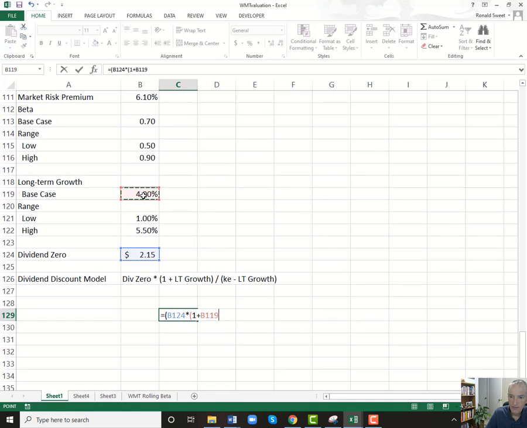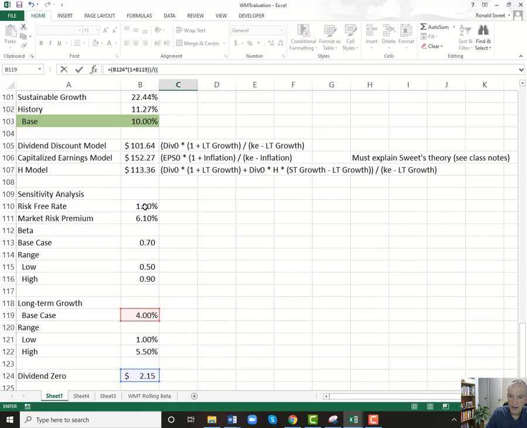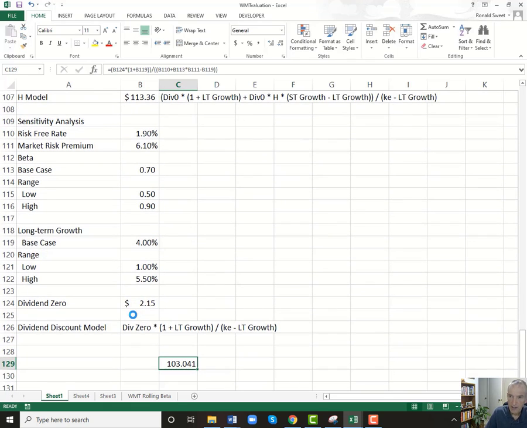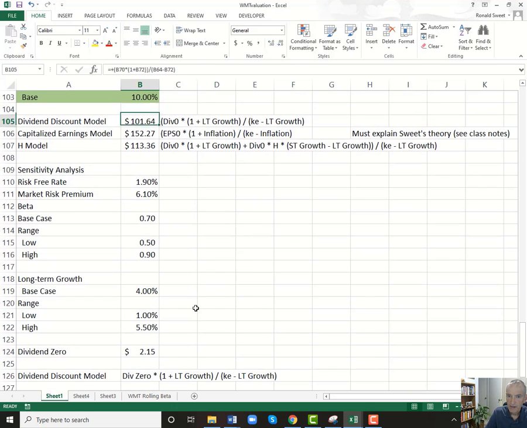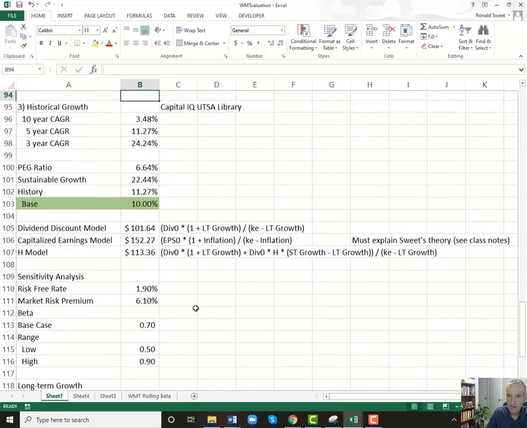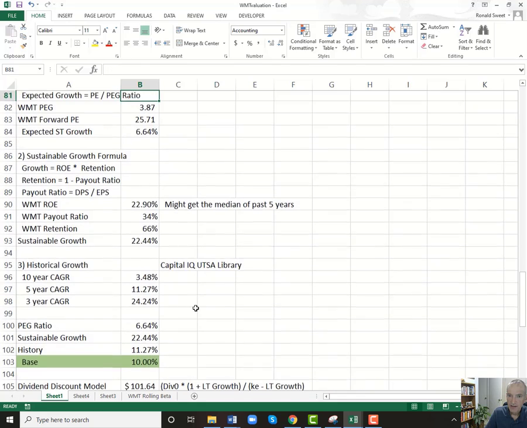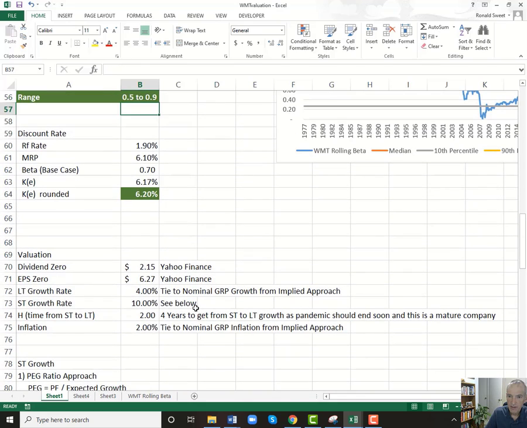We're doing everything base case, 4%, divided by, so our KE is going to be our risk-free rate plus beta times the market risk premium minus our long-term growth. And we do that, we get 103.04. Remember our previous model is 101, and the reason it is because we use 6.2 as our discount rate. We rounded it. If we hadn't have rounded it, we would get the same answer.